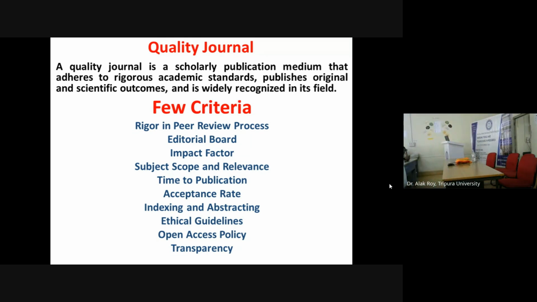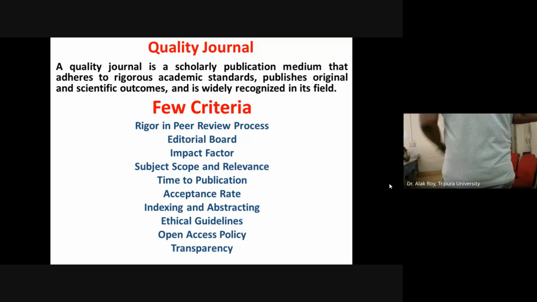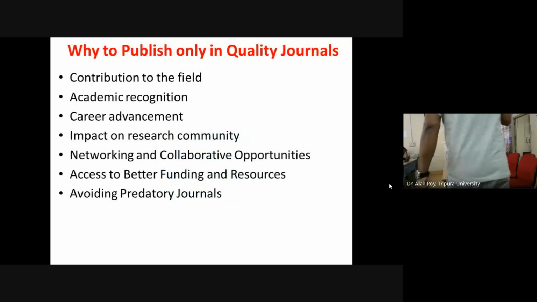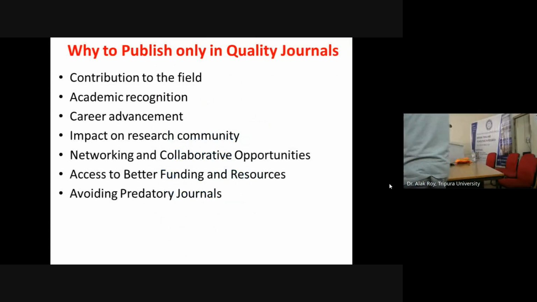It's just like your baby, so be careful about that. Now, so why to publish? That's the thing I just try to highlight. That why to select quality journals?